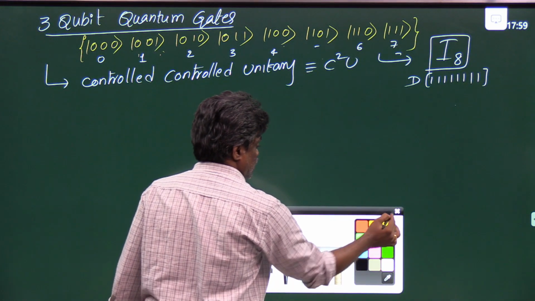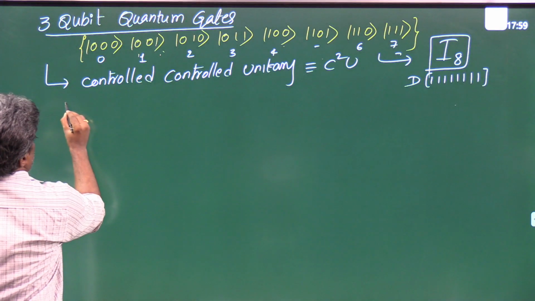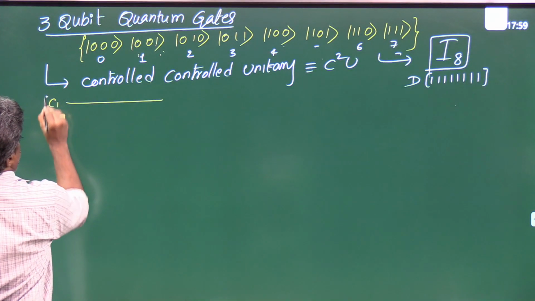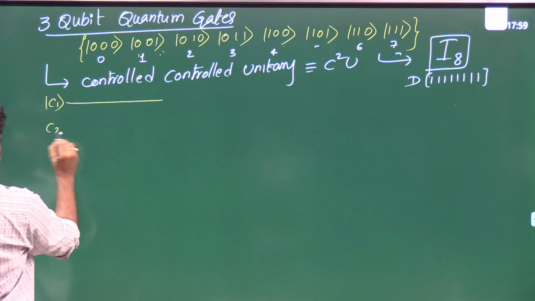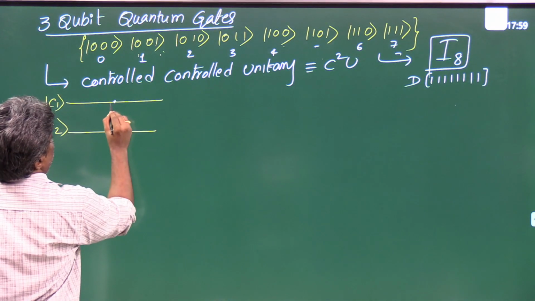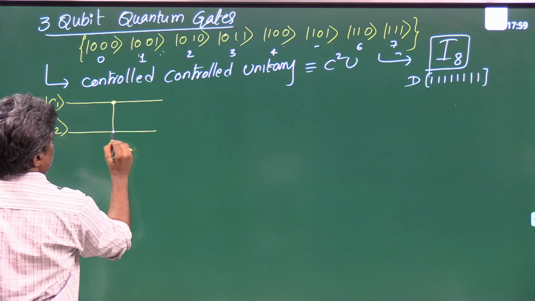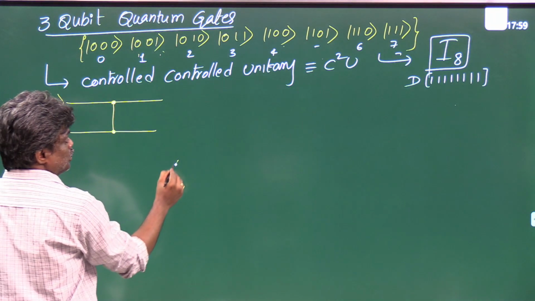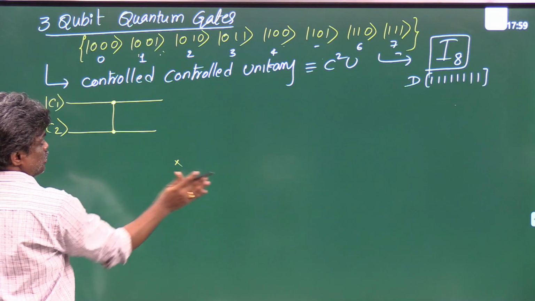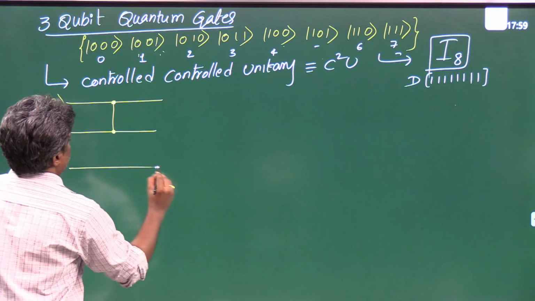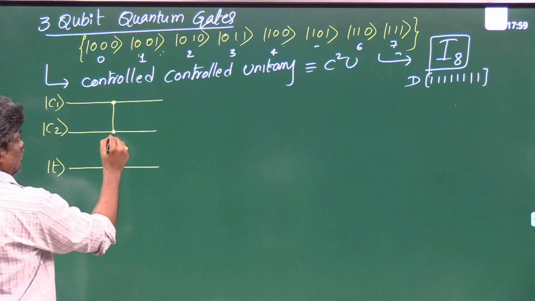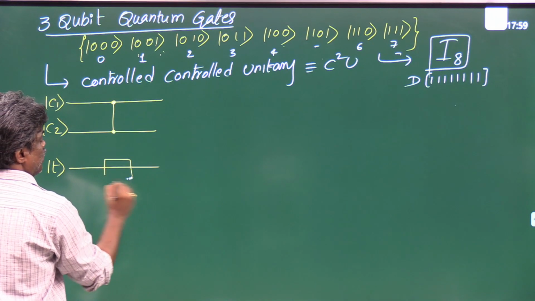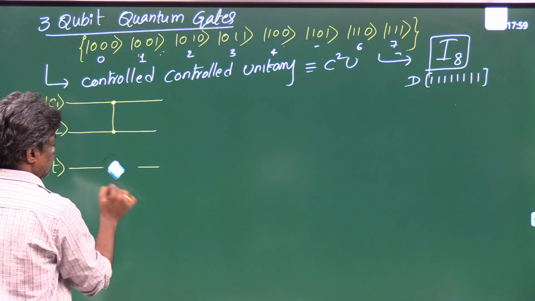Everyone listen please. So here we have C1 controlled, C2 another controlled. You have to write this, you should not write this. I repeat, you should not write this. You have to write the dots only. And here the target. And here you have the unitary operation.